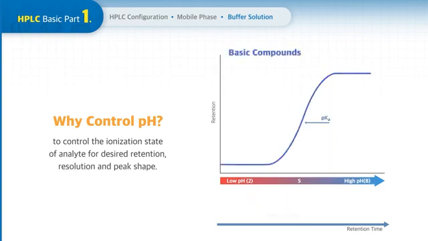For basic compounds, it works vice versa. The analyte gets less hydrophobic and eluted faster if the pH is below pKa. And the analyte gets more hydrophobic and retained longer if the pH is above pKa.